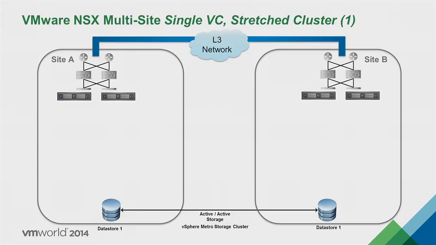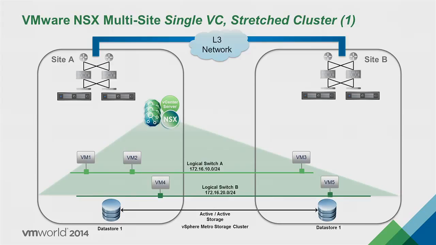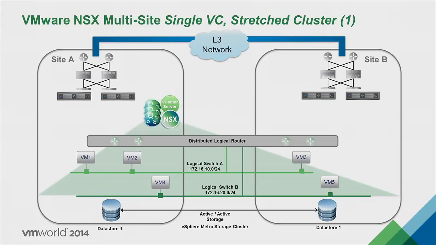Also, in this scenario, active-active storage ensures the same data stores are presented and available to both locations. So then we're going to deploy the management components, so our vCenter server, NSX manager, and NSX controllers in Site A, where we'll manage resources across both sites. Then using VXLAN, we create multiple logical switches that provide isolated layer 2 networks spanning over both Site A and Site B. So then the NSX Distributed Logical Router provides our default gateway for all logical switches, and again, spans over both sites.